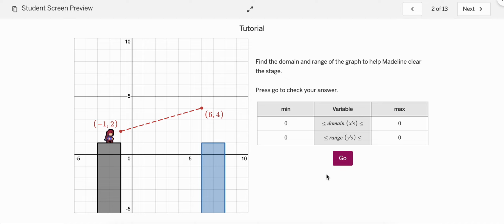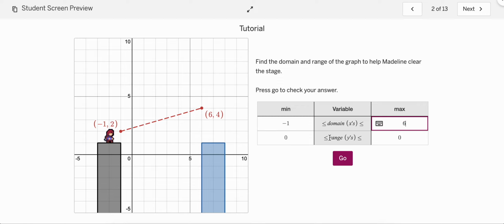So just to reiterate, the domain is all of your x's, your range is all of your y's. So from this point to this point, remembering that your ordered pairs are in the form x comma y, our x's are going along our x-axis, our horizontal axis. We're going from -1 right here, to this point, which has an x-coordinate of 6. So our domain is going to go from -1 to +6.